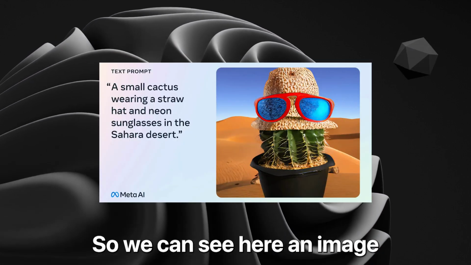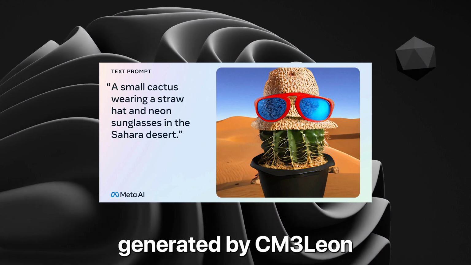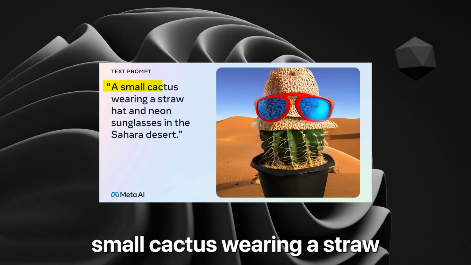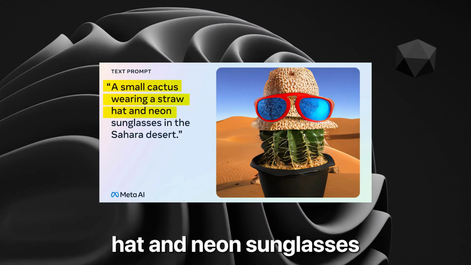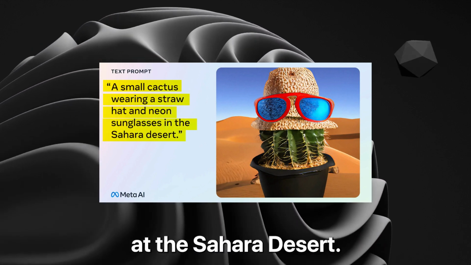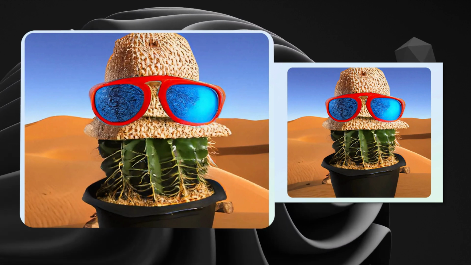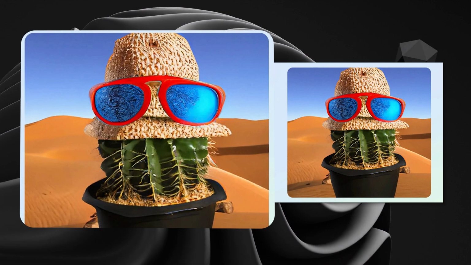So, we can see here an image generated by CM3Leon of a cactus in the desert. And the prompt used was a small cactus wearing a straw hat and neon sunglasses at the Sahara Desert. This image is pretty good, though it's not exactly perfect. It's acceptable going by today's standards.